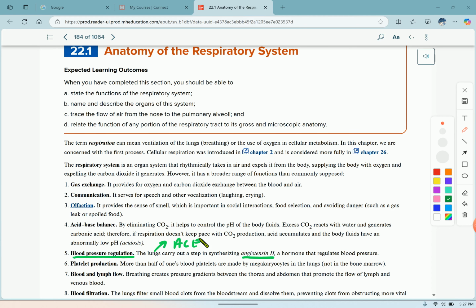Platelet production. The lungs, surprisingly, are responsible for the platelets, and they help to mature them. So if a person has a platelet problem, then one of the things that you would want to look at is the lungs.